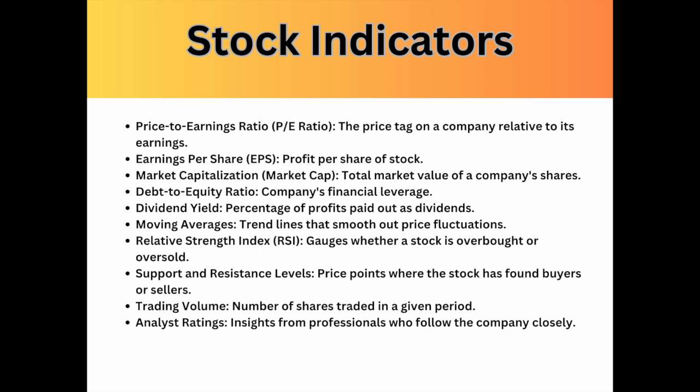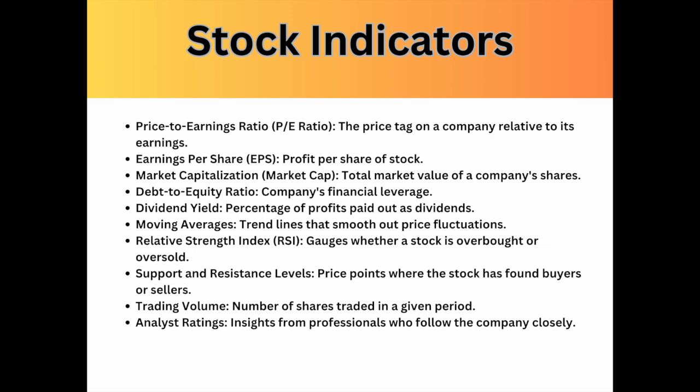Market capitalization, also known as market cap, is the total market value of a company's shares. You will usually find this on stock screeners or on websites. Next is the debt to equity ratio. This is the company's financial leverage. Dividend yield is the percentage of profits paid out as dividends. Moving averages are trend lines that smooth out the price fluctuations. These lines will show you how the prices have been fluctuating across a specific period of time. Relative strength index is RSI. This shows whether a stock is overbought or oversold.